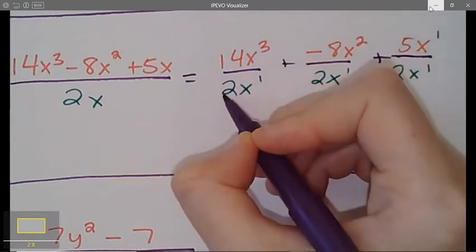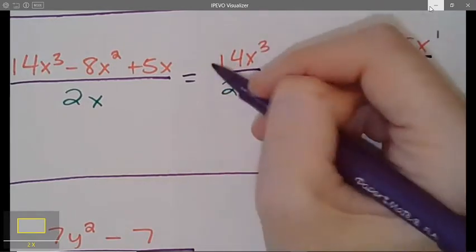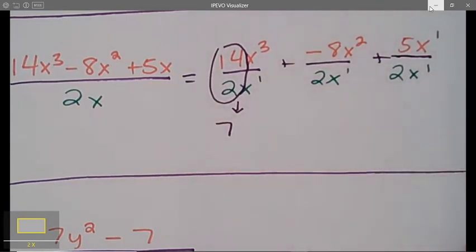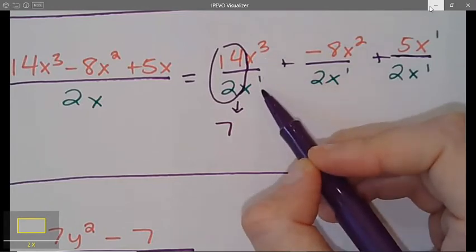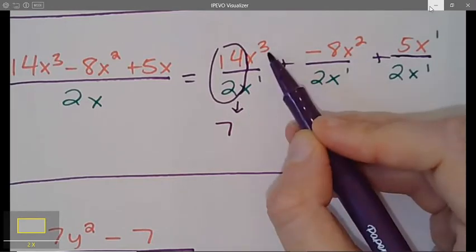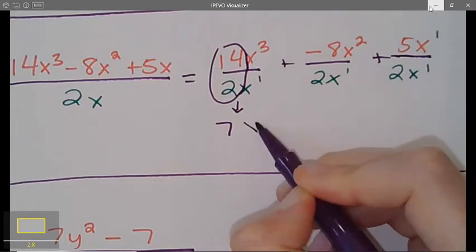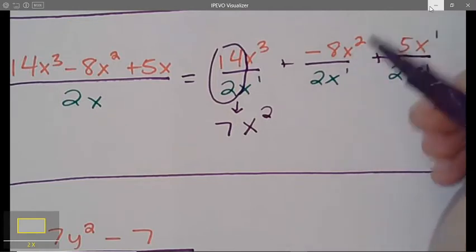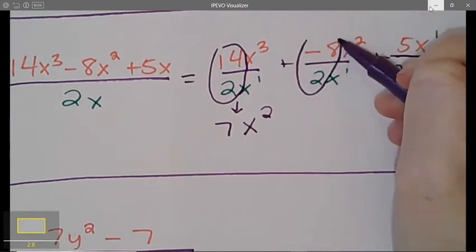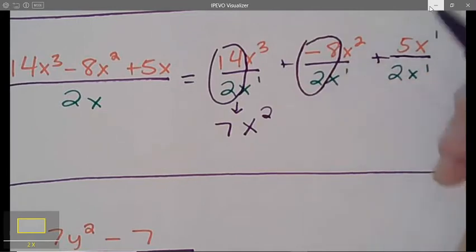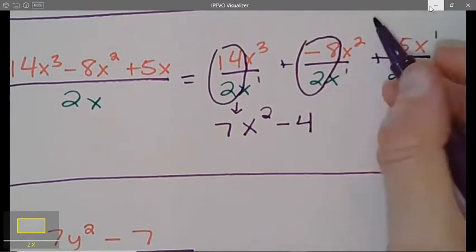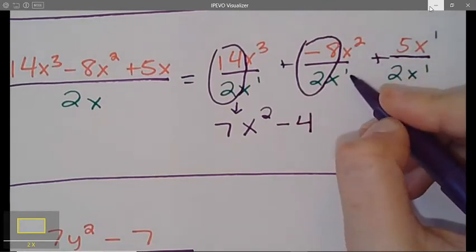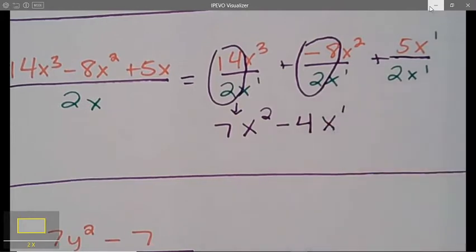So 14 divided by 2, well, that will give me 7, so I'm dividing the coefficients. And then x to the third over x, I'm going to subtract my exponents. So 3 minus 1 gives me a 2, so 7x squared. Again, in my next one, I'm going to divide the coefficients. So I'm going to divide the 2 and the negative 8. Negative 8 divided by 2 is negative 4. And I'm going to subtract my exponents. So x squared divided by x, well, 2 minus 1 is 1. So it'd be x to the first, or just x.